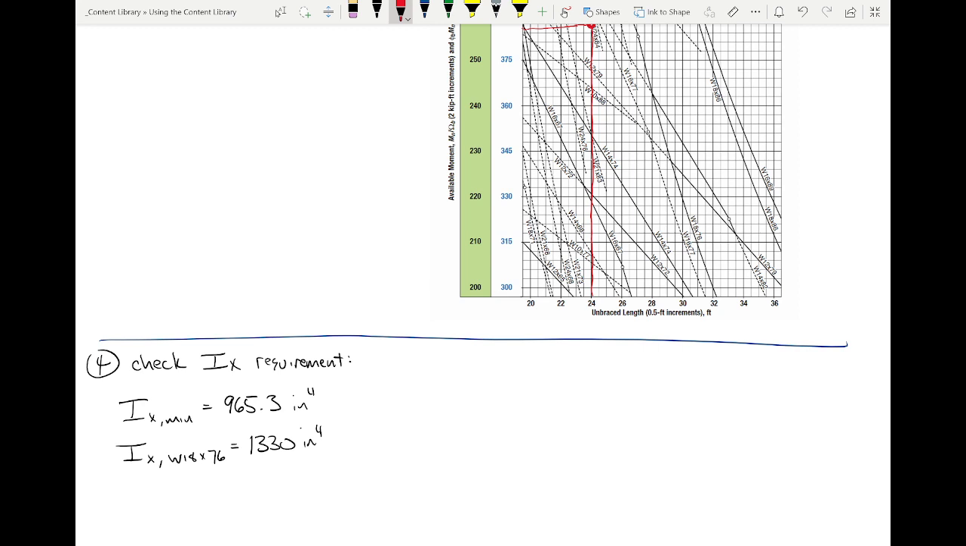So my question for you, is this a viable shape, or should we move on and pick another one? So far it works, right? Because the moment of inertia for the shape that we picked is bigger than the requirement. So I'll say this. Section will meet deflection requirements.